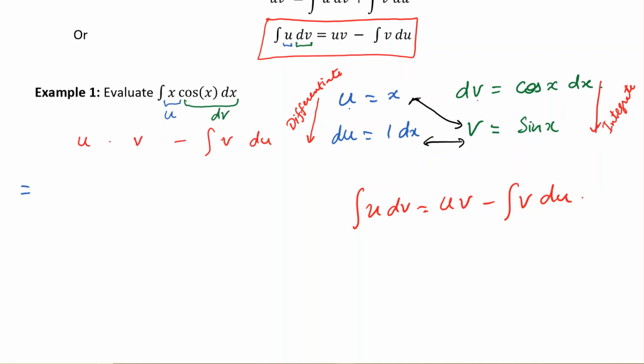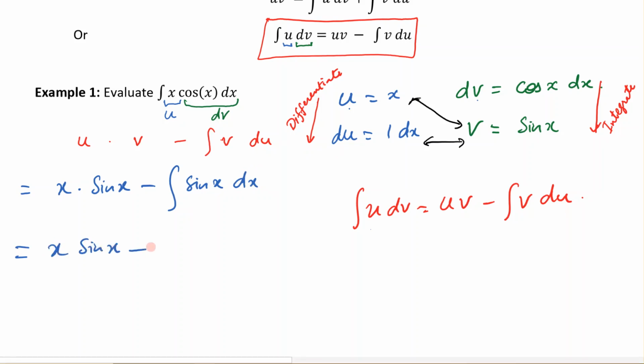Using the formula and plugging in the values, u is x, so we get u times v minus the integral of v times du, which is just dx. In the next step we get x sine x minus the integral of sine, which is negative cosine, and negative and negative becomes positive, so we get positive cosine x. Since this is an indefinite integral, we're going to add a constant of integration.